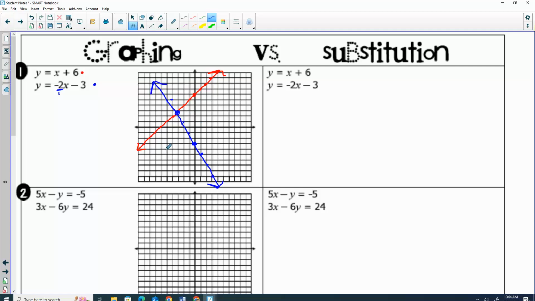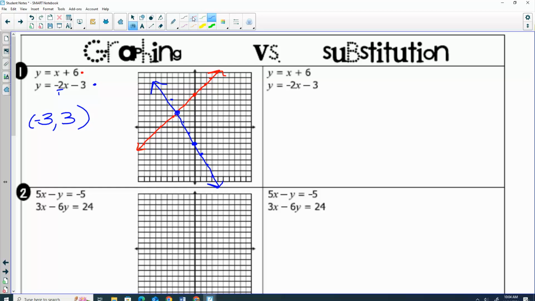So then we are looking for the point where they meet. When you are giving me that, it's an ordered pair. So x comma y. So my x is -3. My y is +3.